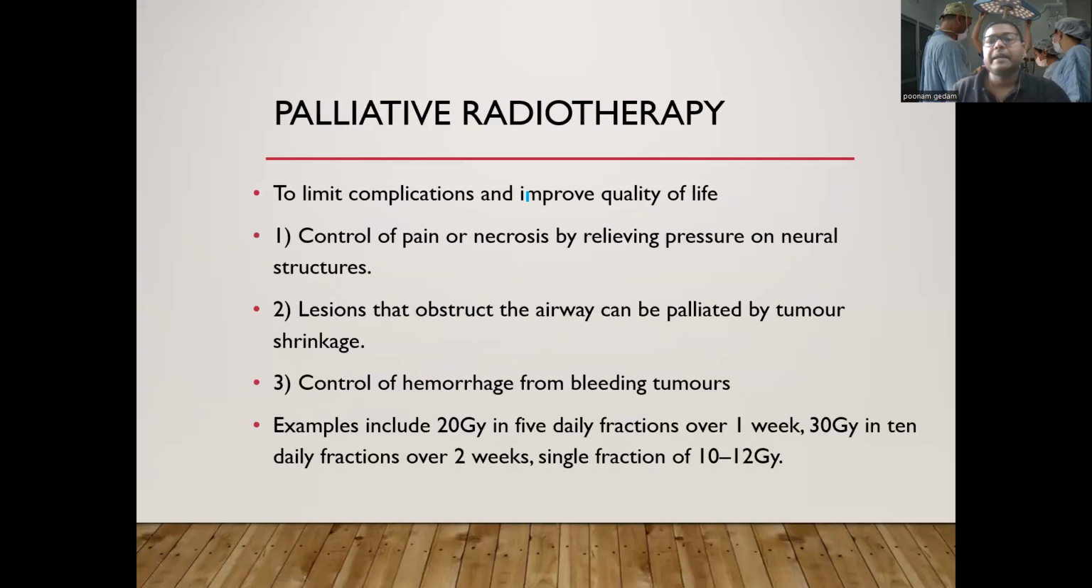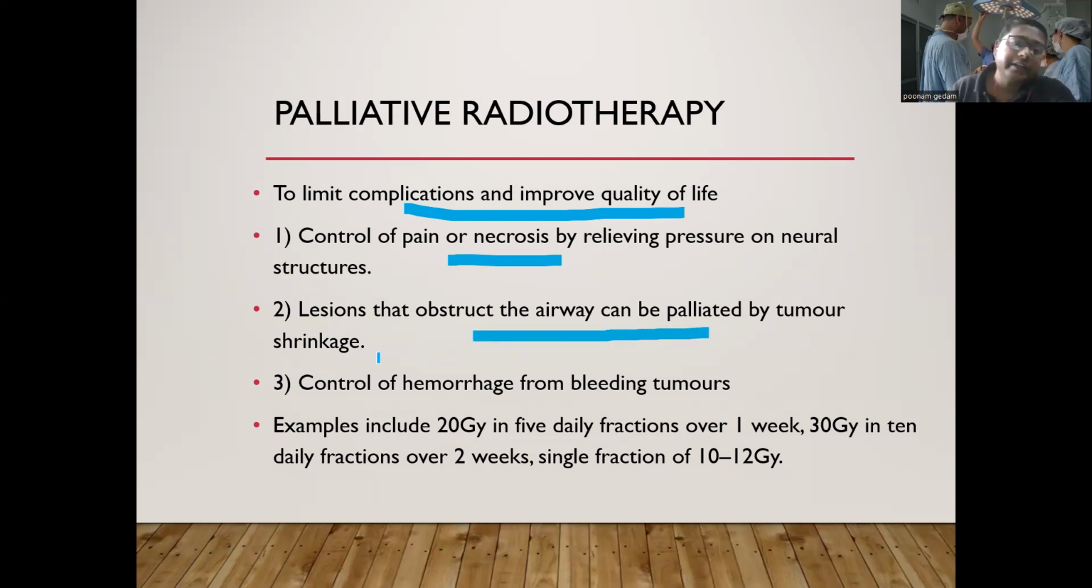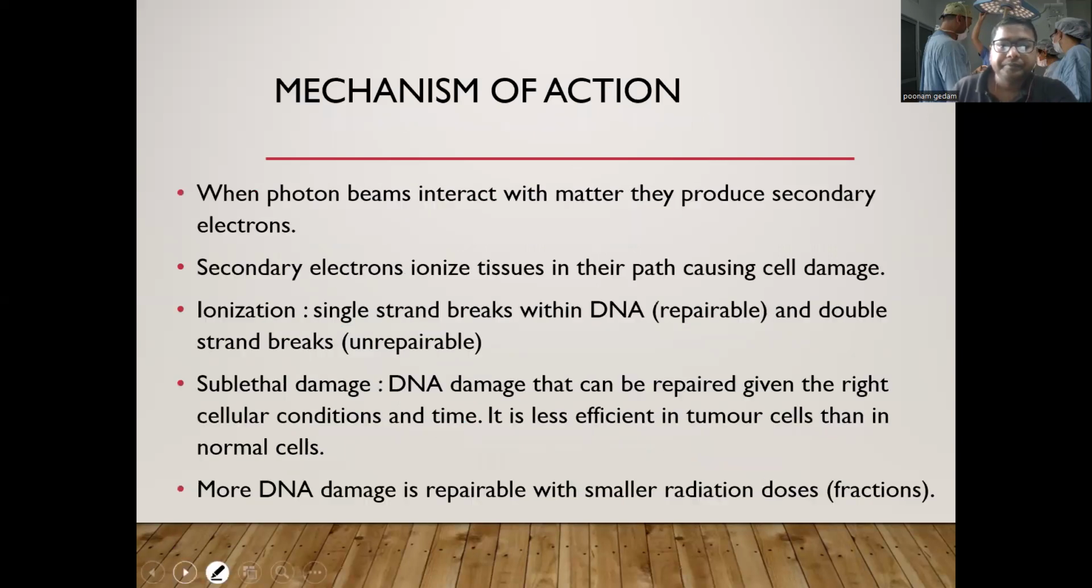So coming to what is palliative radiotherapy: to limit complications and improve the quality of life, control of pain or necrosis by relieving the pressure on the neural structures, lesions that obstruct the airway can be palliated by tumor shrinkage, control of hemorrhage from bleeding tumors. Examples include 20 grays in 5 daily fractions over 1 week, 30 grays in 10 daily fractions over 2 weeks, single fractions of 10 to 12 grays.